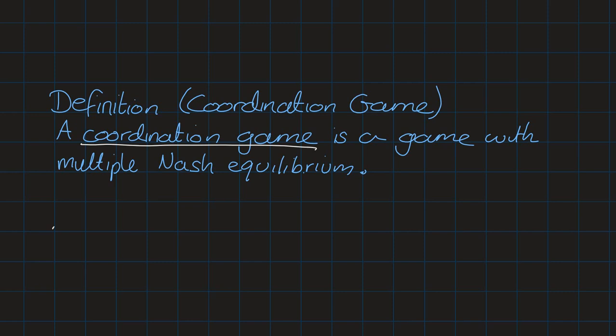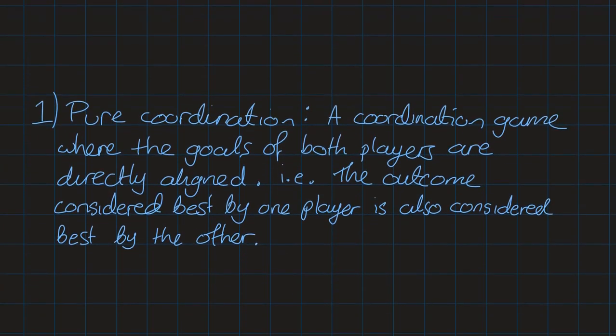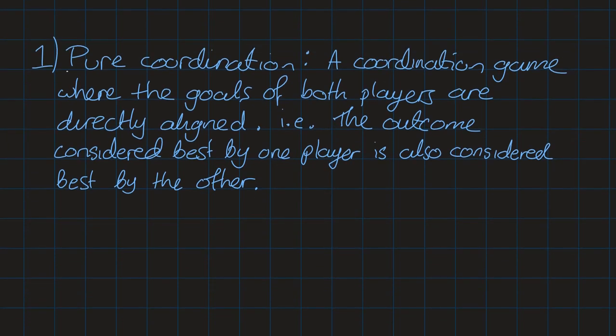The important fact about coordination games is there are 3 subtypes of coordination game. Okay, so within all games, there's a family called coordination games, and within this family, I can subdivide it further into 3 subtypes. And we're going to look at these subtypes right now. So the first subtype is called pure coordination. And this is the easiest type of coordination game.